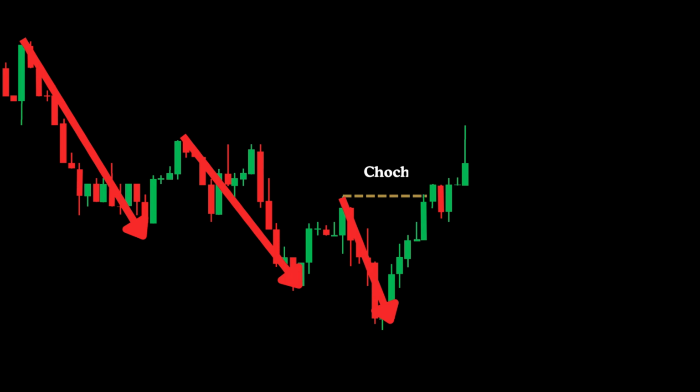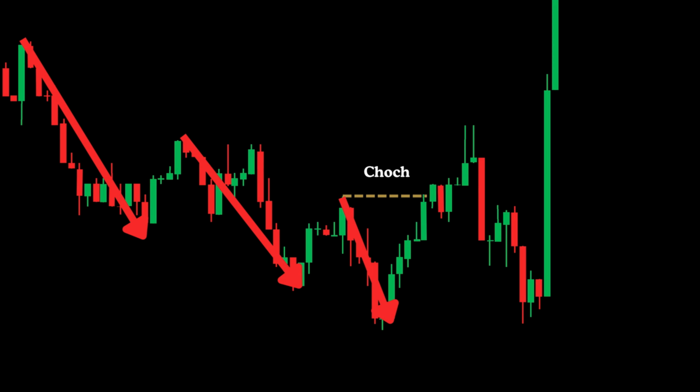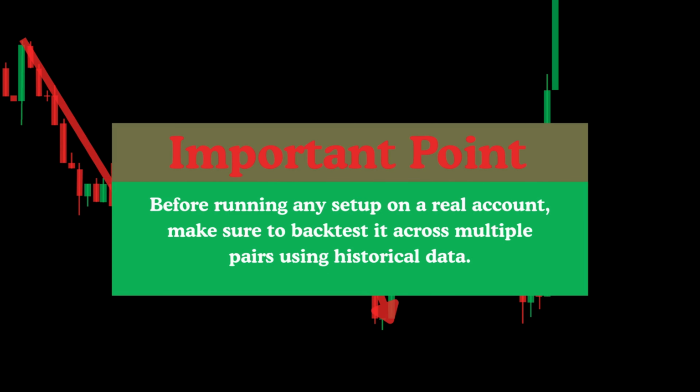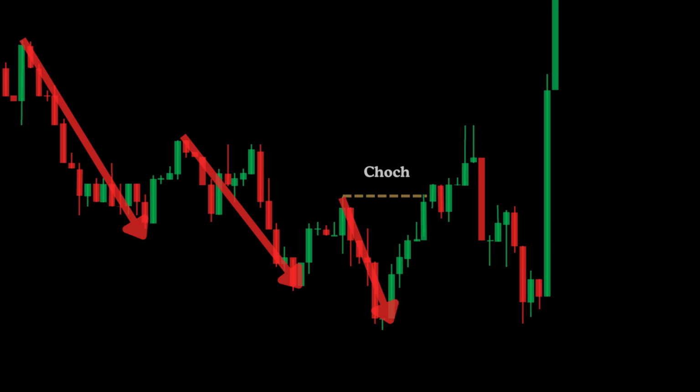Here in the bearish scenario, these are our impulsive bearish movements. Breaking above this level is considered a valid change of character because the impulsive move is clearly larger than half of the previous one. Always remember, we compare the most recent impulse with the one that came right before it. Regardless of your entry strategy, aligning your trades with the dominant market direction significantly boosts your win rate and improves your risk-to-reward ratio. Always remember, before running any setup on a real account, make sure to backtest it across multiple pairs using historical data. This helps you evaluate the true performance and reliability of your strategy.